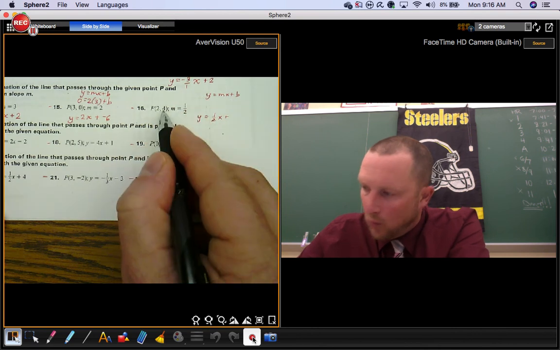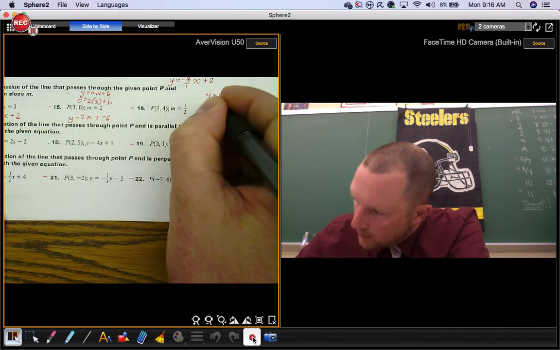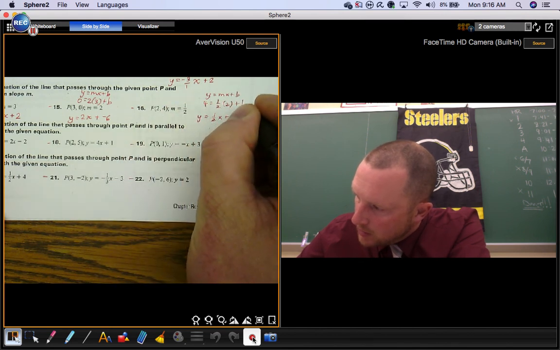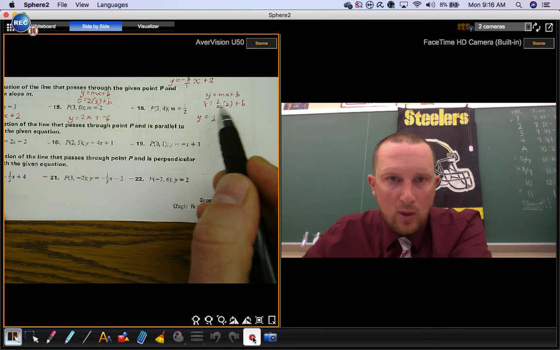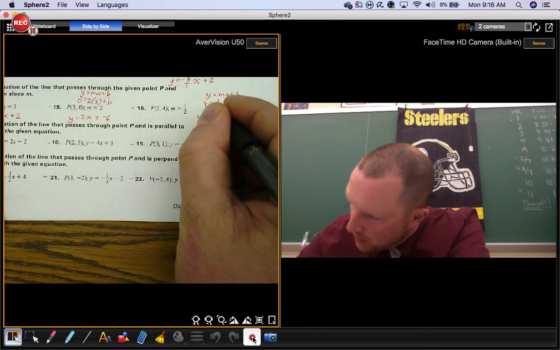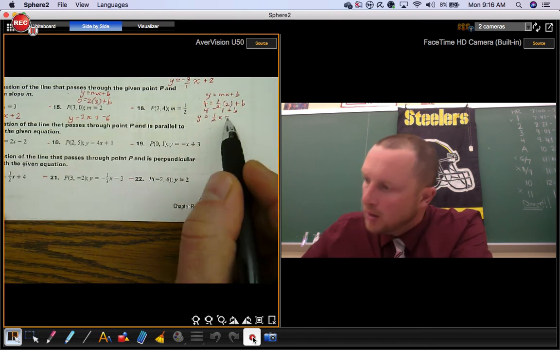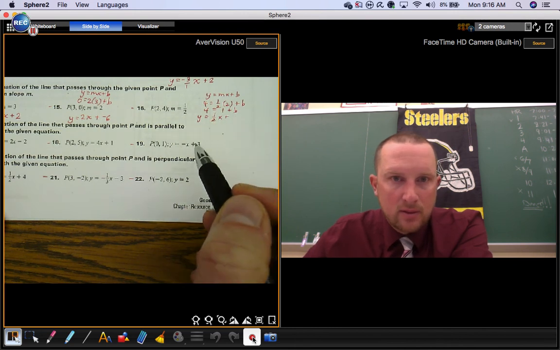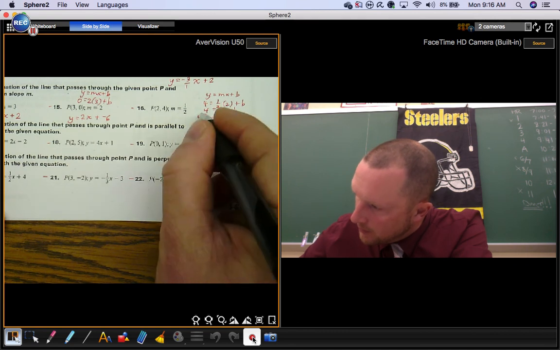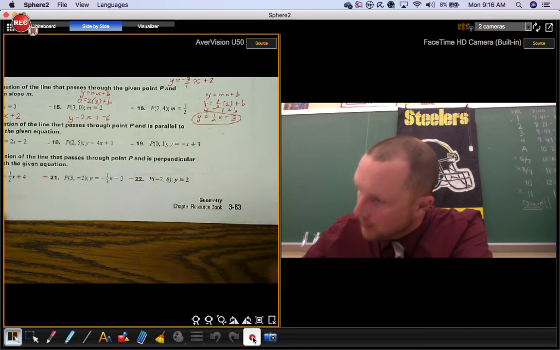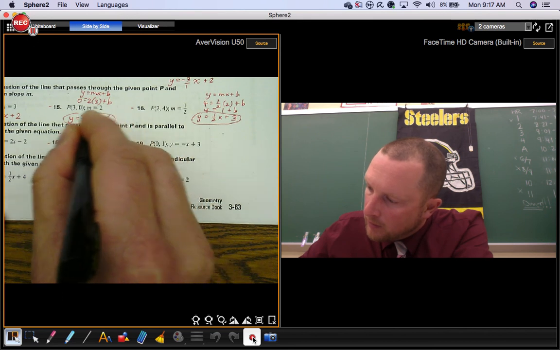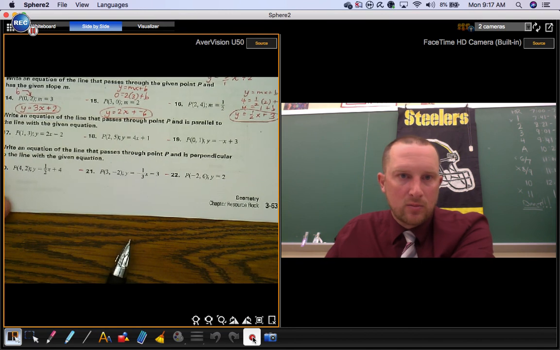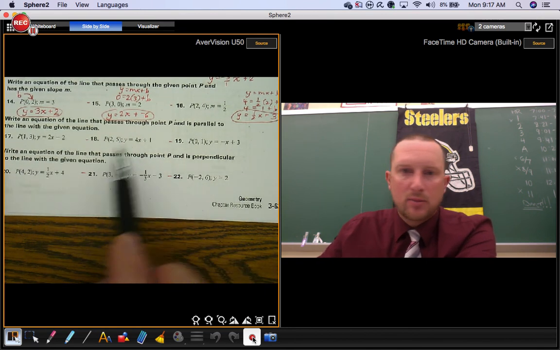y is 4. m is 1/2. x is 2. Solve for b. 1/2 times 2 is 1. And if you want b by itself, you subtract 1 from both sides, and you get 3. I'll circle that because that's your answer. Really important to understand this step before we go any further.